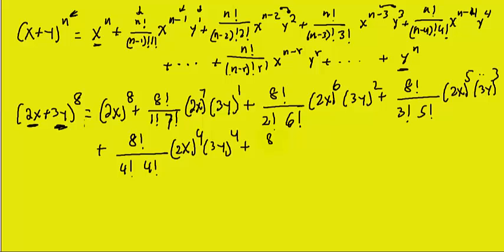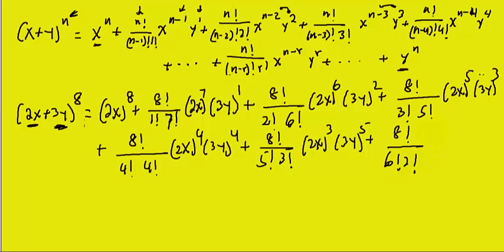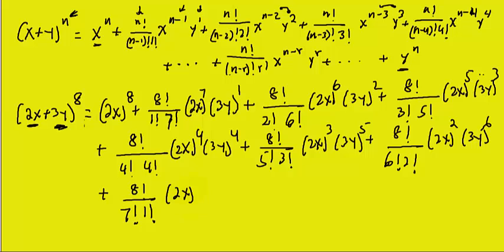Plus 8 factorial over 5 factorial times 3 factorial, and then 2x is to the third because my x term is going down, and my 3y is to the fifth because my y term comes up. Plus 8 factorial over 6 factorial times 2 factorial, and then 2x is now to the second, and 3y is to the sixth. Remember, all the powers add up to 8 in this particular problem. The next term is 8 factorial over 7 factorial times 1 factorial, and then 2x is to the first power, and 3y is to the 7th power.